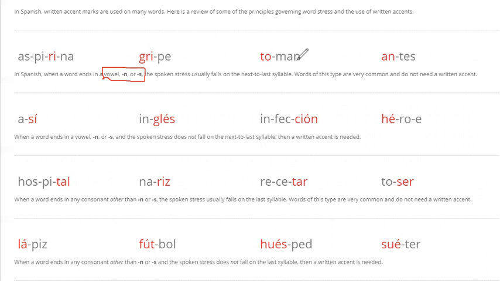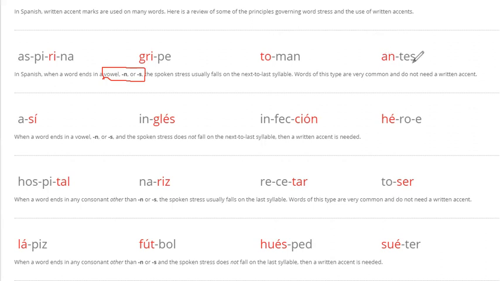Toman ends in an N. So we've got the N at the end here. So a vowel, N or S. When that's the case, the second to last syllable is where it's stressed. This is toman. The stressed syllable is right here on that T-O. And that's the rule. Second to last syllable should have the stress. Since it does, we have no need to write an accent mark there, so we leave it alone. Antes. Antes. Stress is on that first syllable, the second to last syllable.